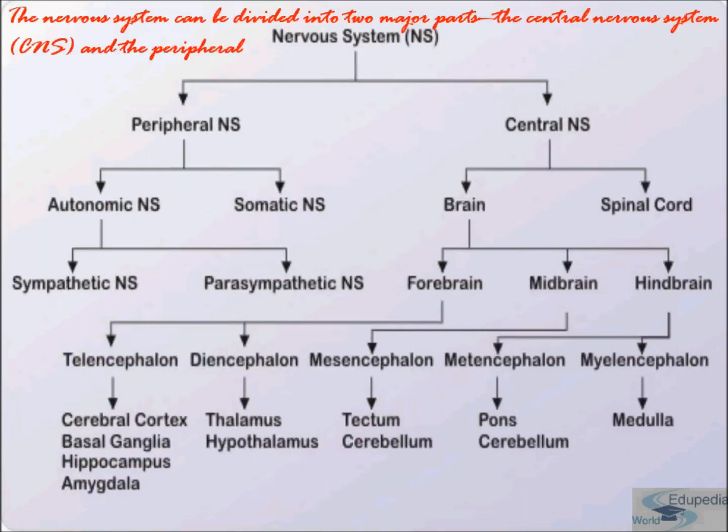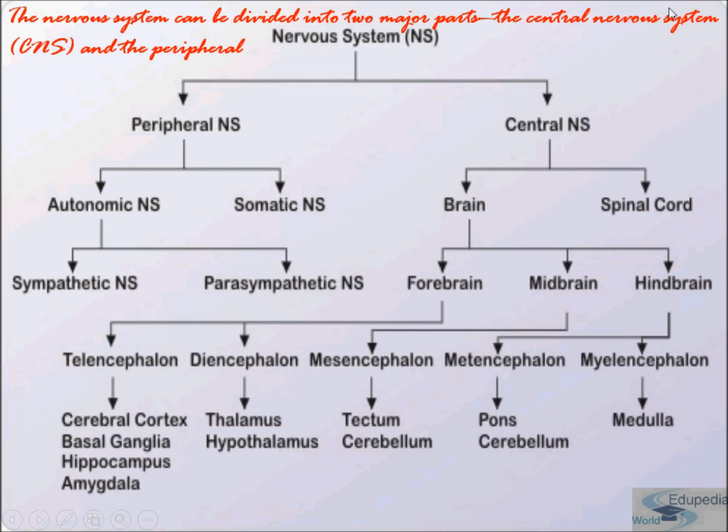This is a chart showing how the nervous system of the human body is divided into two major parts, that is central nervous system and peripheral nervous system. Central nervous system, as I have told you, consists of two parts, that is your brain and spinal cord. Whereas peripheral nervous system consists of two parts, autonomic nervous system and somatic nervous system. Now this autonomic nervous system is again bifurcated into two, sympathetic nervous system and parasympathetic nervous system.